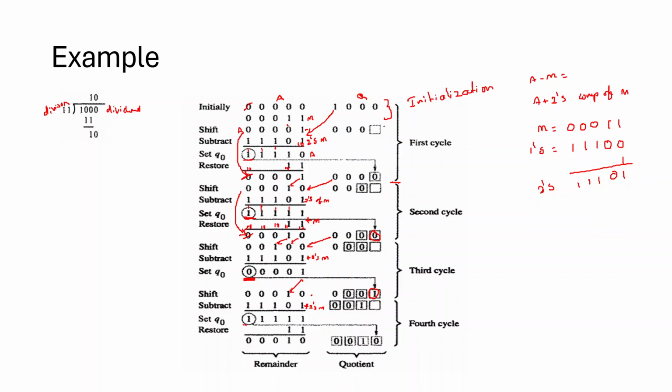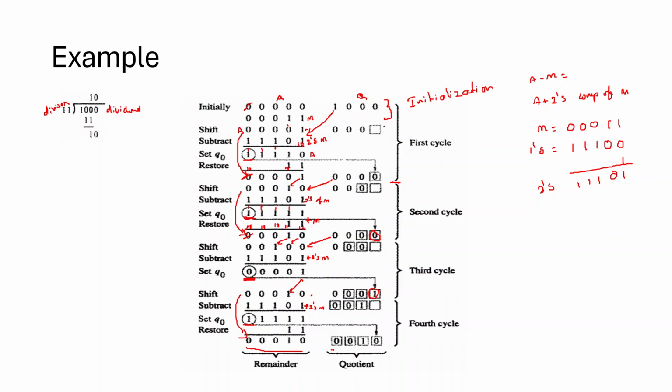Now after that is complete, I need to check the sign bit of A. If the sign bit of A is 1, what you need to do? You need to set Q0 as 0. Then you need to perform the restore operation. So you can keep the previous value of A, or you need to add M. As you have subtracted, now you need to add M. So adding M, I get this result.